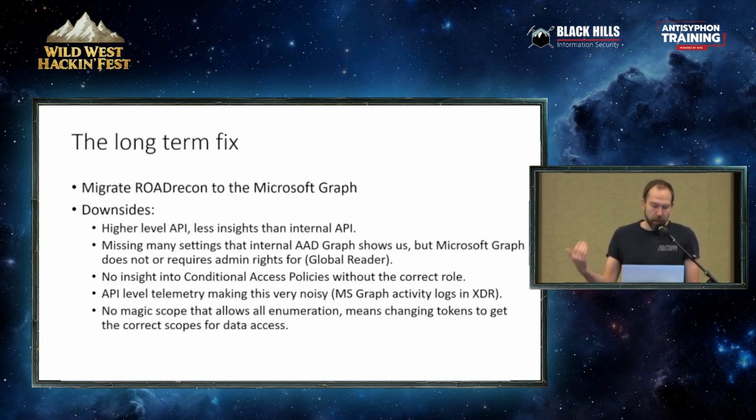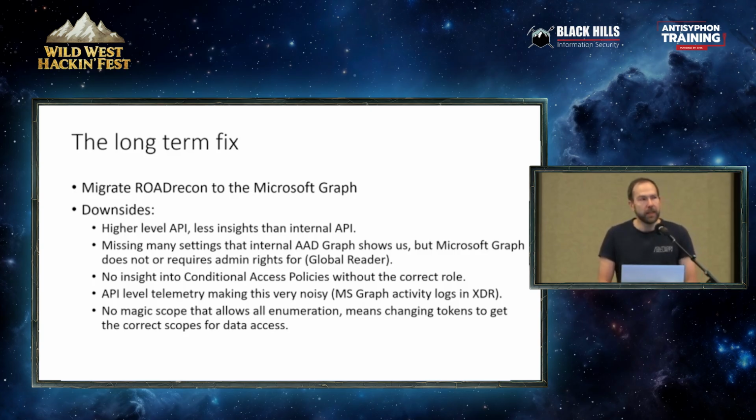So we lose the conditional access visibility, and also we make a lot more noise because the Graph API has API level logging. That means that it's very easy for defenders to see that you're doing this. It shows up by default in Defender XDR these days, so you don't even need to have separate data forwarding anymore. So there's a lot of visibility on this.